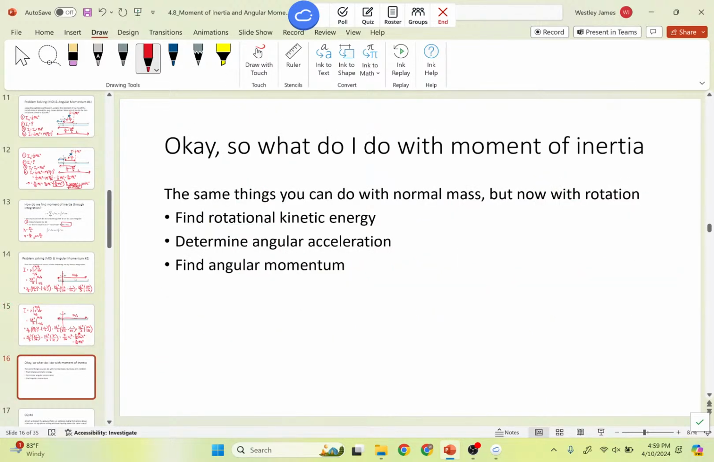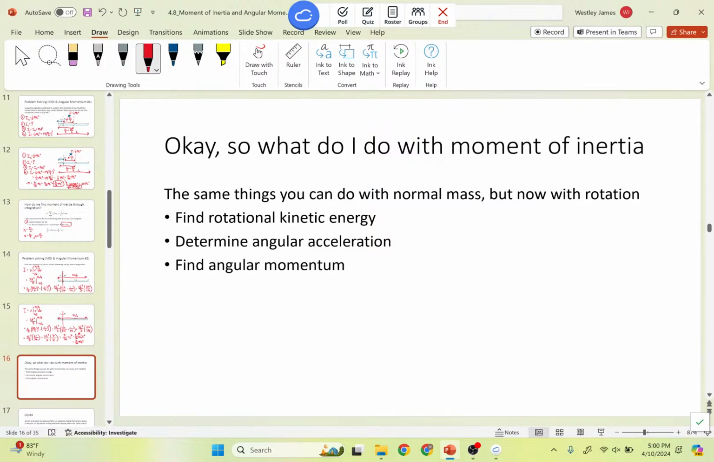Okay, so, great. Moment of inertia. We're finally done with it. I say done with it. We're done with learning how to calculate it. Now let's use it. Now let's actually apply it. What do we use it for? Rotational kinetic energy. What do we use it for? Calculating angular acceleration. What do we use it for? Angular momentum. Basically, all the things that you use mass for.